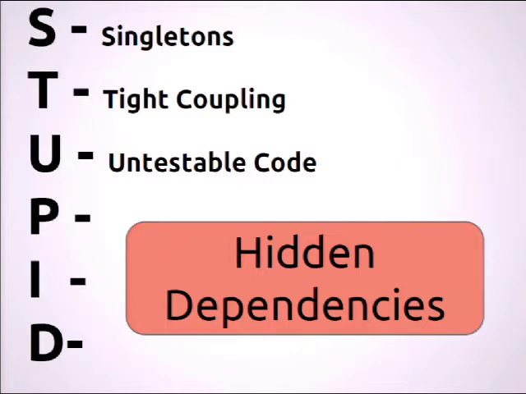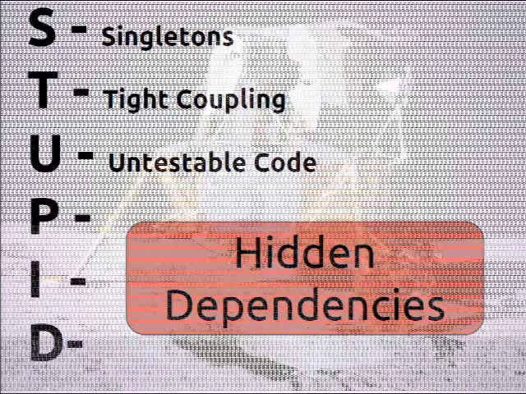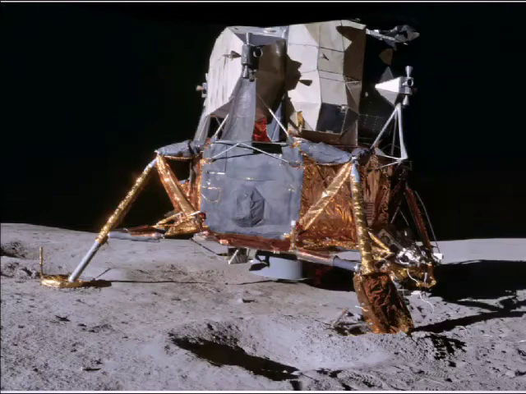Untestable code. We don't want to have hidden dependencies. We want our code written in such a way that it's easily testable. Now, I'm kind of half a space nut, so I'm going to use a really interesting story here. This is the lunar lander. This is what got humanity to the moon in '69, thank you, I'm sorry.